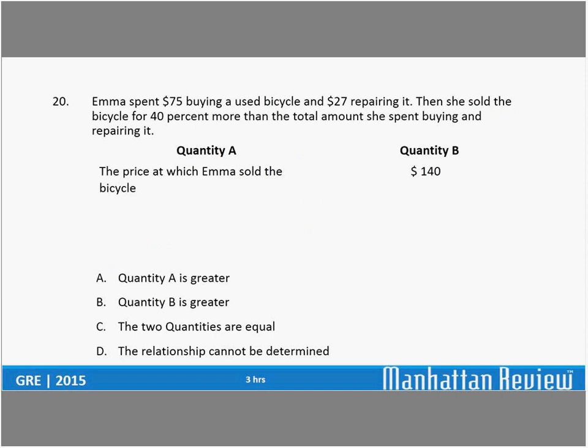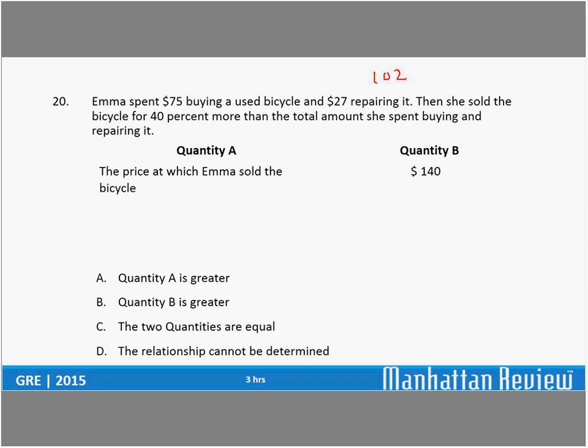Now look at this. You spent $75 on a used bicycle and $7 repairing it. So what is the total cost by now? That is the total cost for buying it and repairing it. Then she sold the bicycle for 40% profit, 40% more than the total amount she spent on buying and repairing. So on this she added 40%.